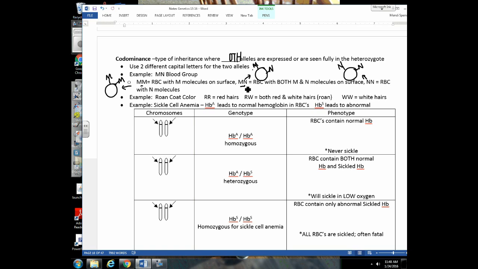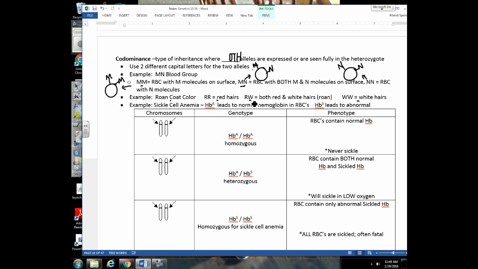Another example is with coat color in some organisms. If they're homozygous for red, they're going to have red hairs. If they're homozygous for white, they're going to have white hairs. If they're heterozygous and these 2 alleles are codominant to one another, then you see both red and white hairs, and that condition is called roan, or you say they have a roan coat.